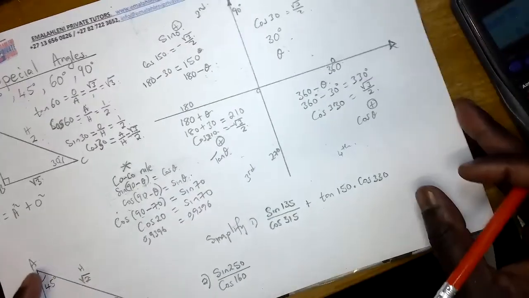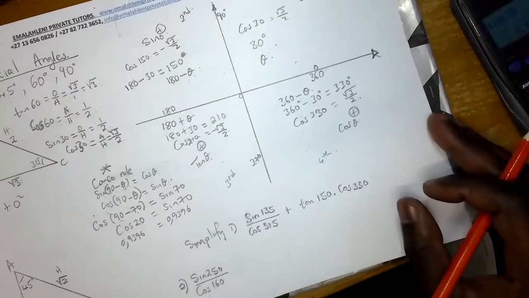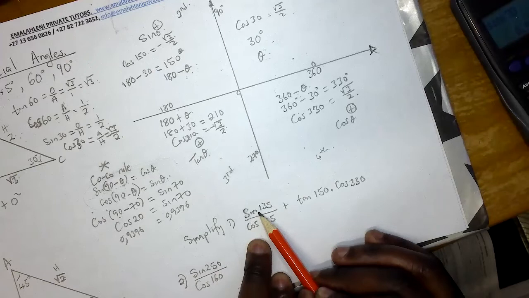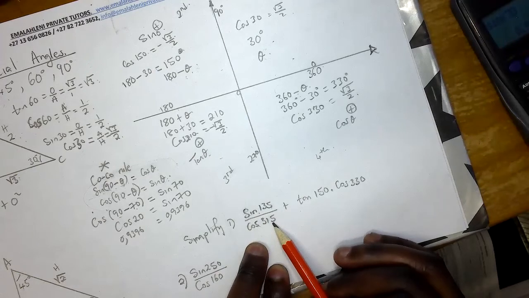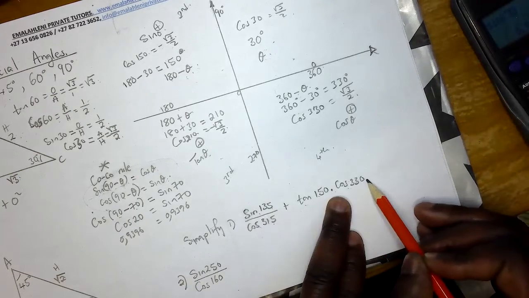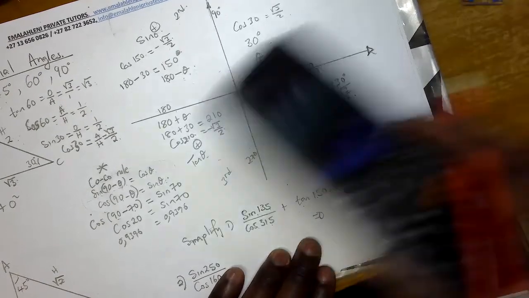Now, let's move on here. Let's try to understand what I'm talking about. Then we need to simplify. We don't need to use a calculator here. Sine 135 over cos 315 plus tan 150 cos 330. Now, what do we know here? Okay, we're going to solve this side. Now, what are we going to do here?